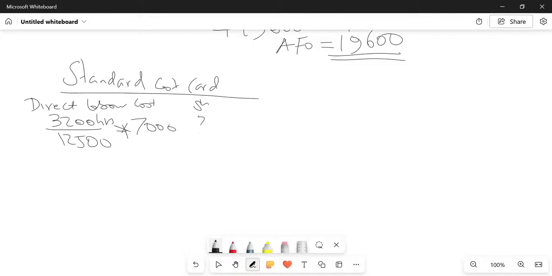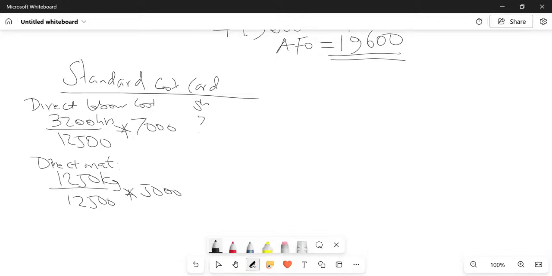Next one is direct what here? Material, isn't it? So direct material cost, how many kgs? 1250. So we'll divide this 1250 by what here? By 12,500. And each kg is going for how much? 5,000. Do we have any other item?